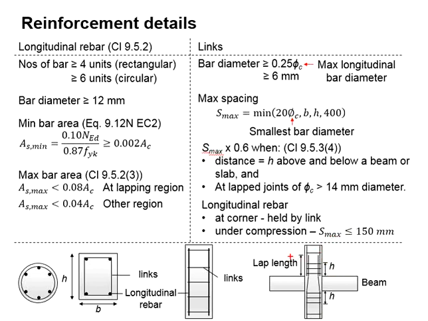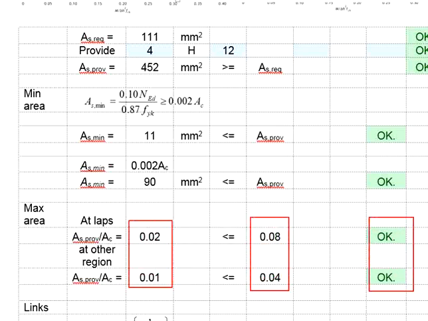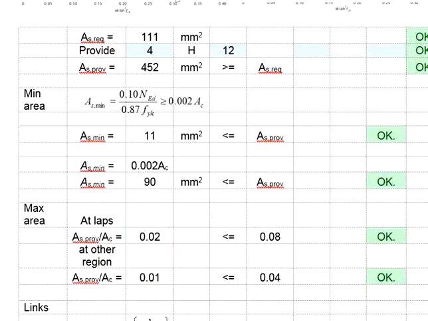Now when it comes to the lapping areas, when the same amount of reinforcement bars are being lapped, the total AS provided shall be doubled. That's why this will be 2 times this. And then check against the maximum limit. The provided amount of reinforcement bar does not exceed the maximum limit. Therefore, it is considered a pass.